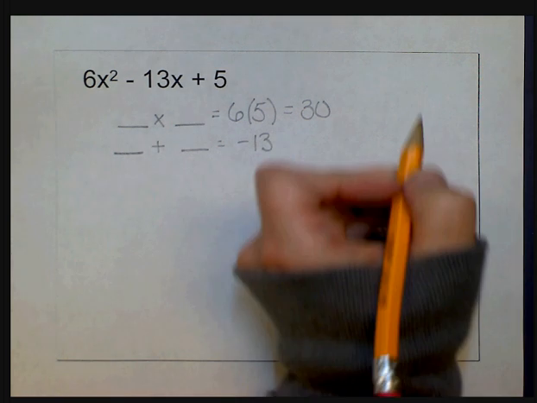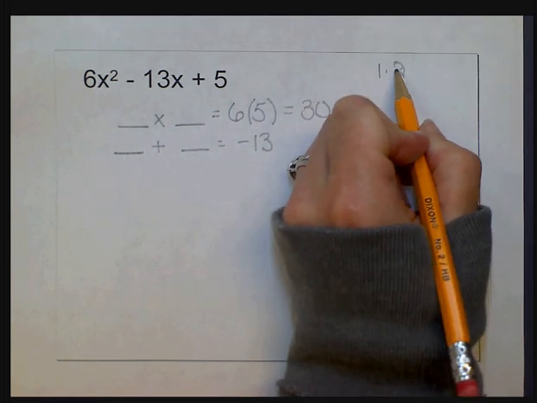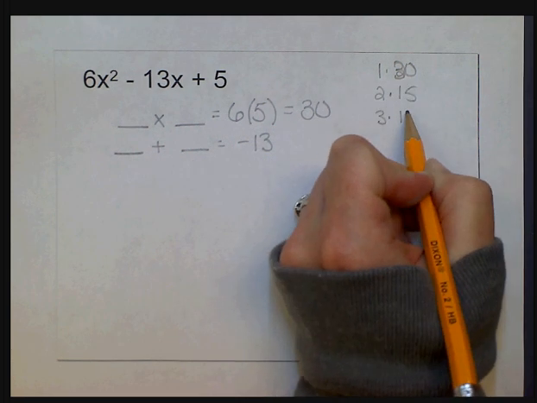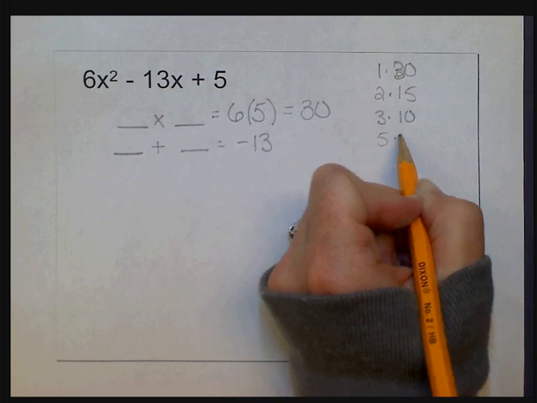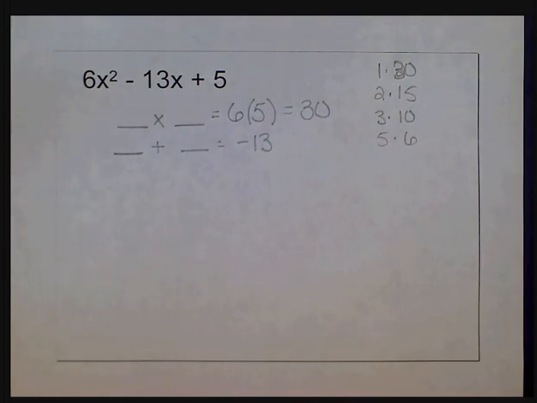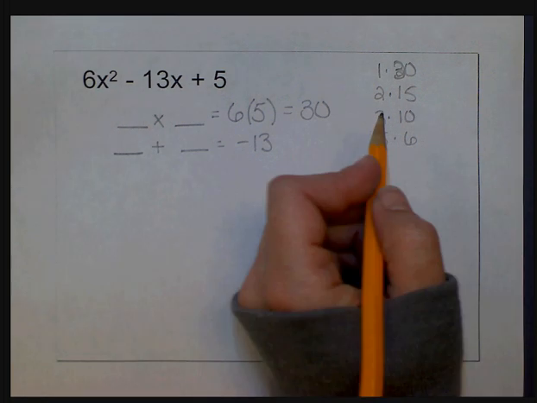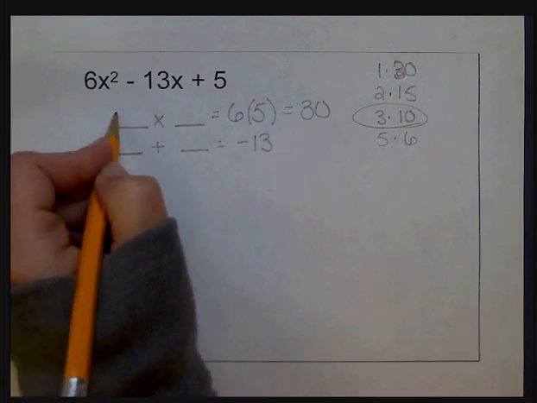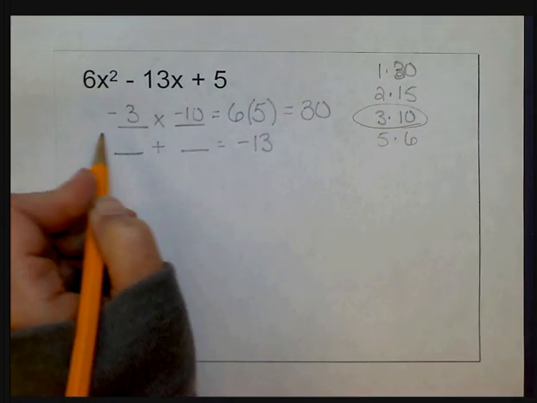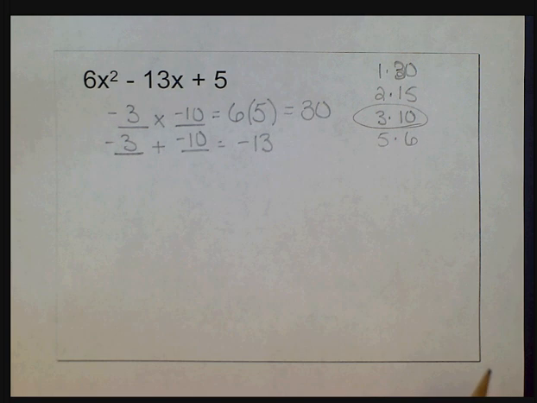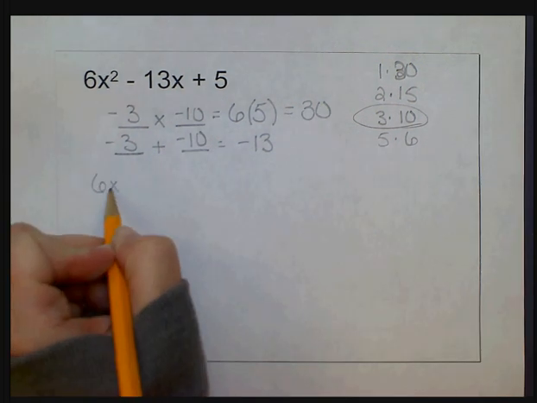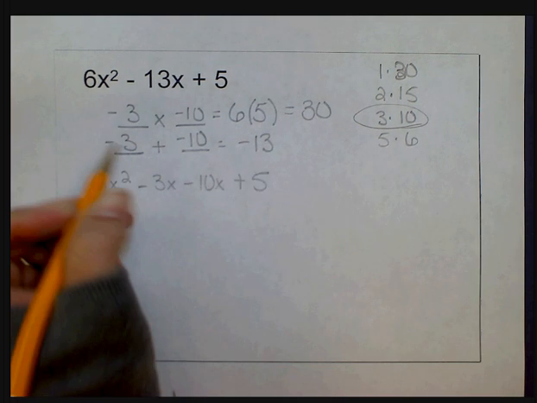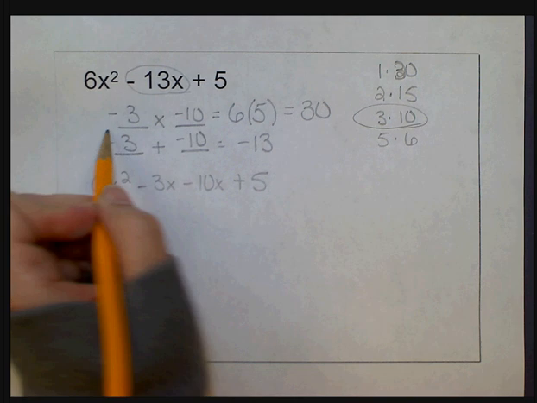So I think of the ways I can make 30. 1 and 30, 2 and 15, 3 and 10, and 5 and 6. So I need two sets that will add together to give me 13. And I say, oh, if I do negative 3 and negative 10, that'll multiply to give me 30, and it'll add together to give me negative 13. So now I rewrite 6x squared minus 3x minus 10x plus 5. So I rewrite this negative 13x as my magic numbers.